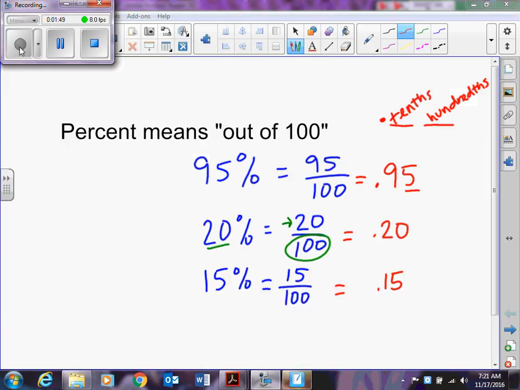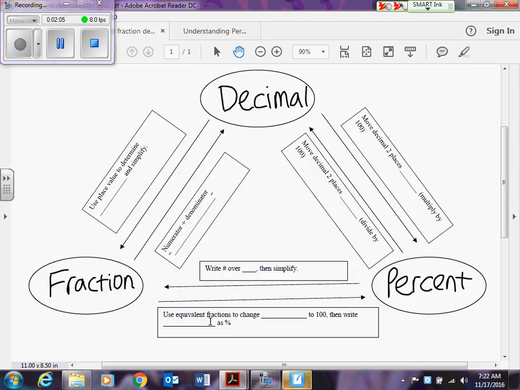So this is what we're going to be practicing today. We're going to practice going from percents to fractions, percents to decimals, fractions to decimals, and decimals to fractions, going both ways for all three directions. Okay? So put your notes in front of you. They should look like this. All right, now I want you to go ahead and fill in the three circles. So we have decimals on top, percents in the bottom right, and fractions on the bottom left.